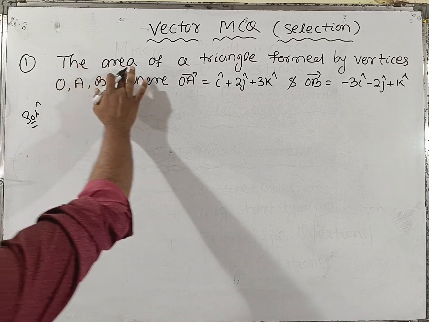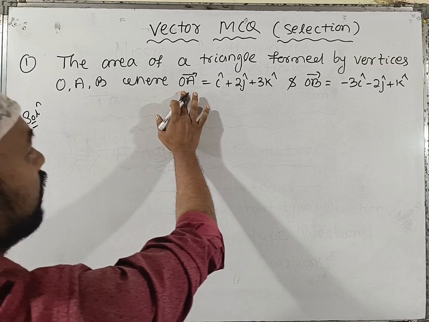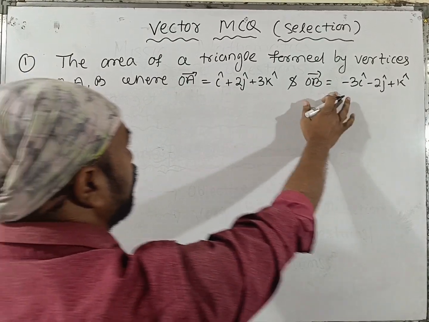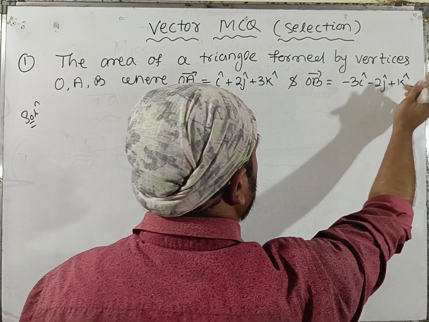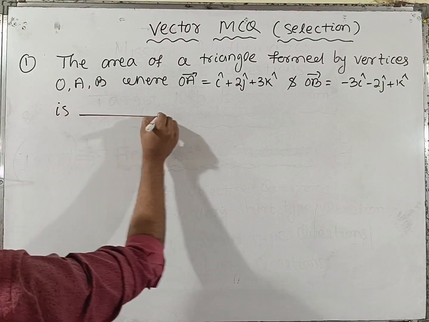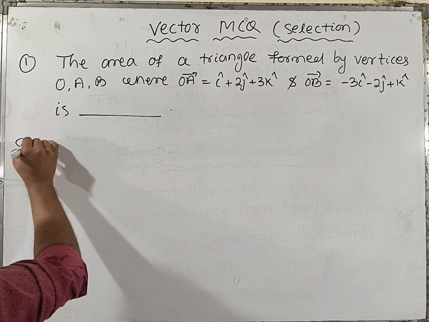It is given that the area of the triangle formed by the vertices O, A, B, where the OA vector is i cap plus 2j cap plus 3k cap and the OB vector is equal to minus 3i cap minus 2j cap plus k cap, is dash. So it is an objective question, the first objective question. Let us go through the solution.